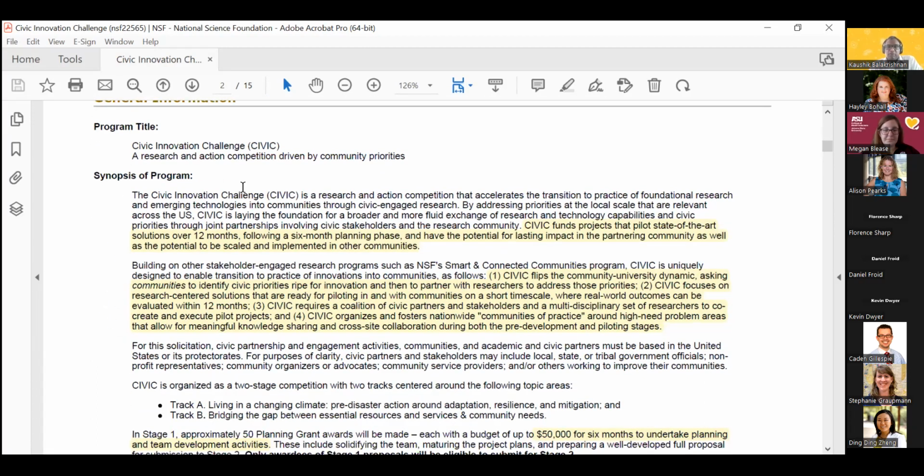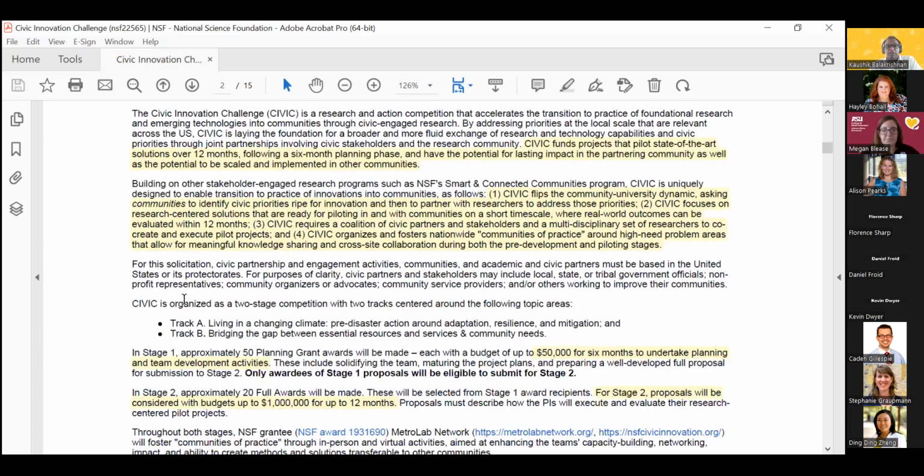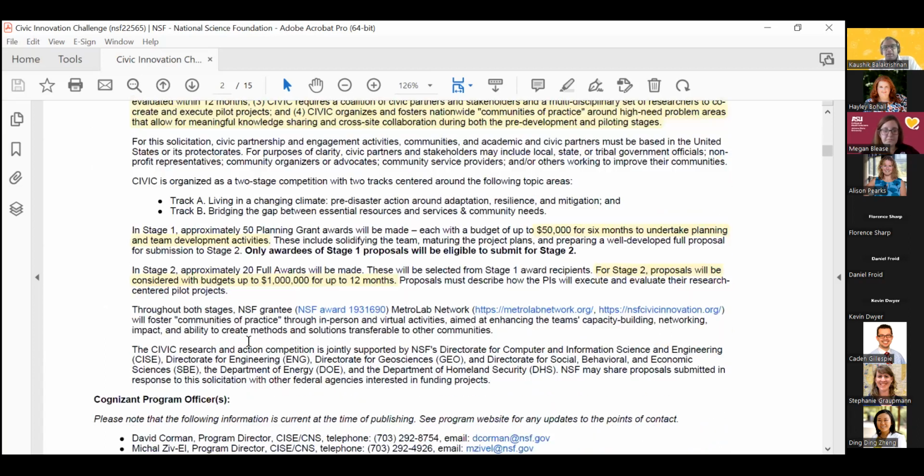Again, here they're talking about the synopsis of the program. This particular program wants to fund a pilot over 12 months following a 6 months of planning phase. So stage 1 is your planning proposal, and stage 2 is your implementation proposal in the community. And there are 2 tracks.